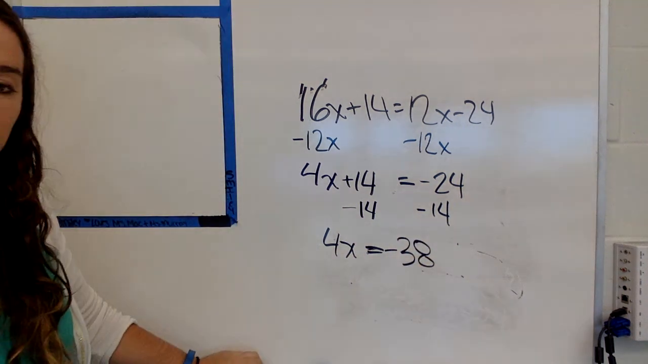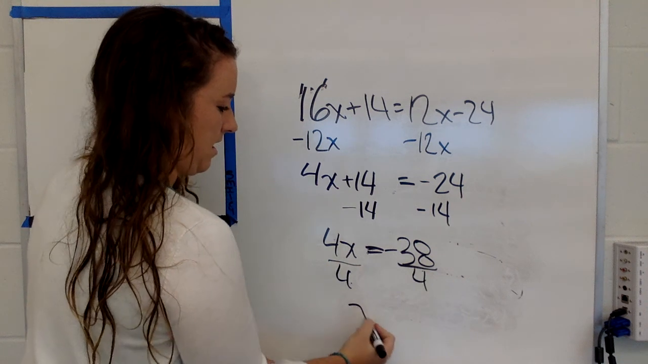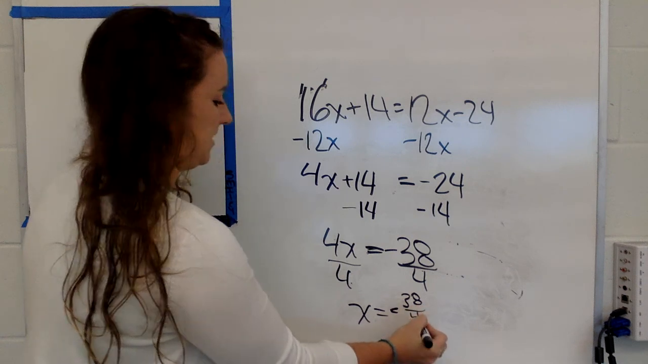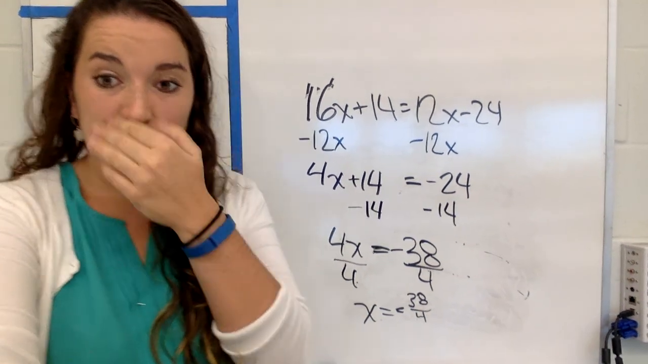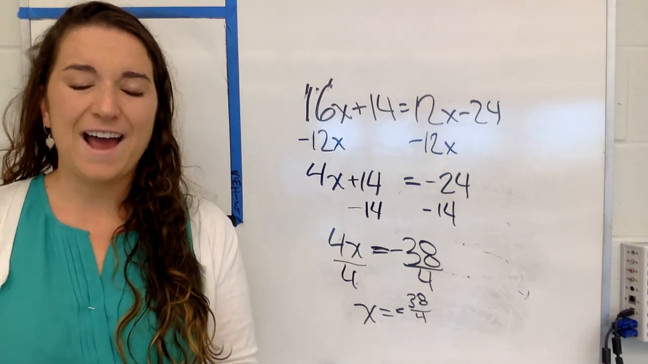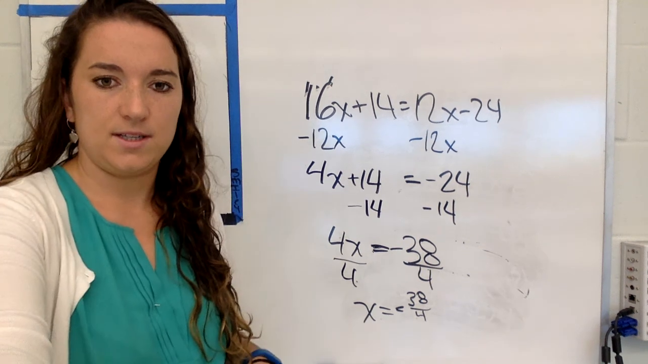And my last step, I'd divide this by 4. I'll end up with x equals negative 38 over 4. I'll let you guys divide that on your own. All right, so now at this point, I want you guys to pause the video, give the challenge problem a try, and then I'm going to quickly go through the answers. But I want you all trying it on your own first.